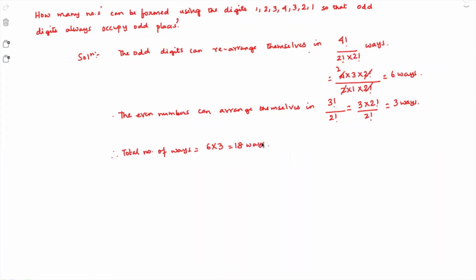Now the important question here is, why are we multiplying? When we use 2 or more than 2 different events to form one single event, we always multiply. I repeat, when we use 2 or more than 2 separate events to form one single event, we always multiply. If we are talking about separate events, they get added up. Since we are forming one single word using the odd as well as the even digits, that is why we multiplied 6 into 3 to get 18.